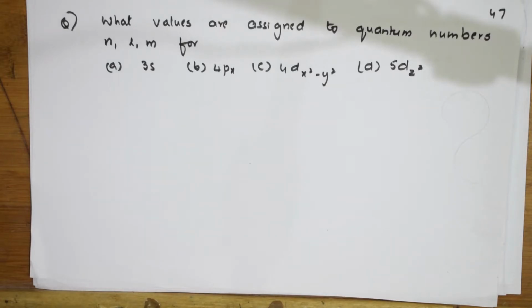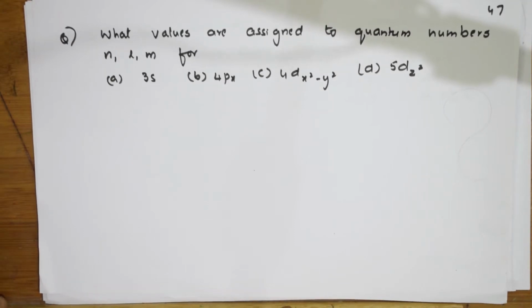So welcome back, students. Let us do one more numerical, which is based on your quantum numbers concept. We have already done one numerical, isn't it? Let's read this. What values are assigned to quantum numbers of 3s, 4px, 4dx square minus y square, and 5dz square? Here they've given us the quantum numbers, so I should just speak about the principal quantum number, azimuthal quantum number, and magnetic quantum number.